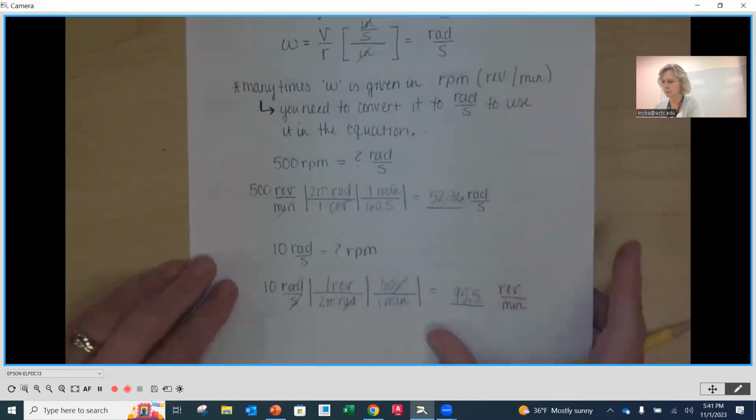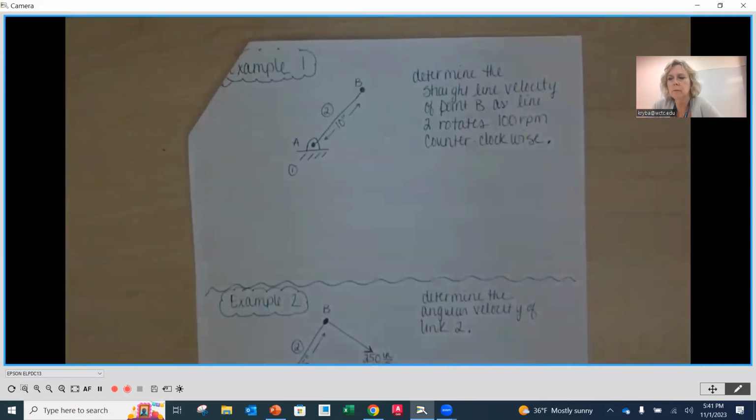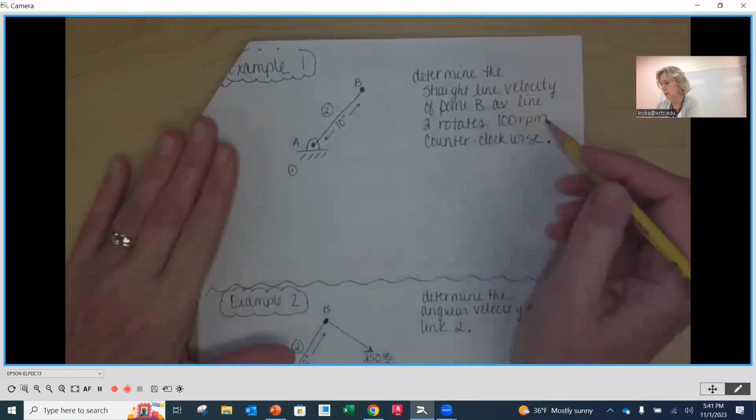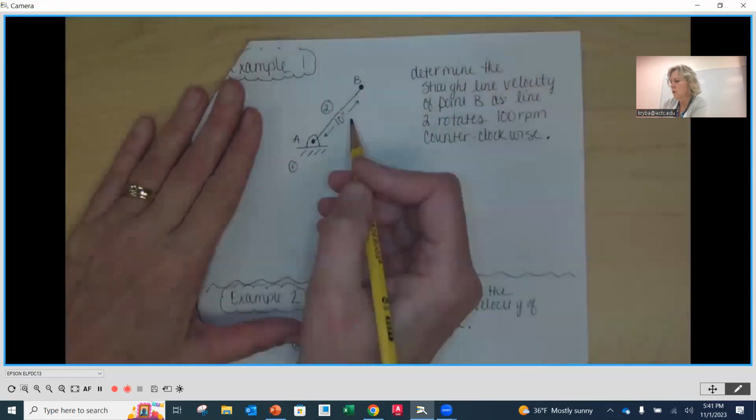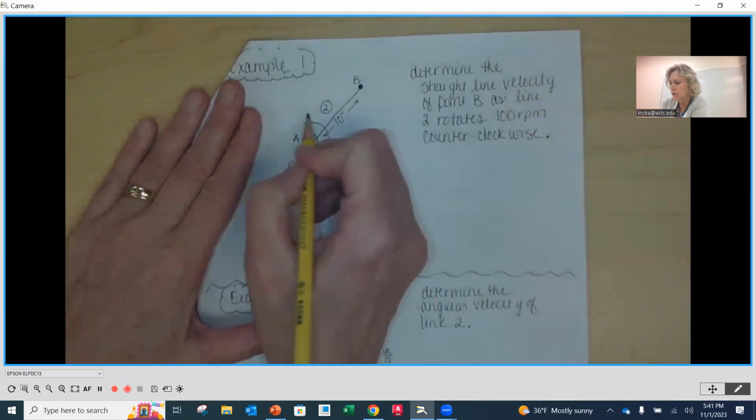Awesome. All right, let's turn the page. Let's do a couple examples here. So we're going to determine the straight line velocity of point B, as it rotates on this link at 100 RPM counterclockwise. So we want to put our information on here first, as far as what's here and what's not there. First of all, this link is going in a counterclockwise direction.